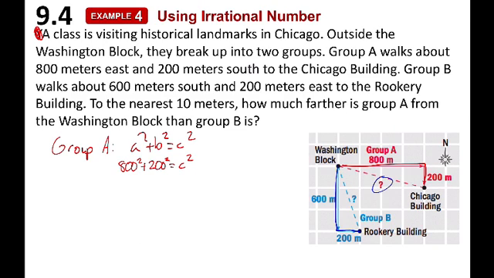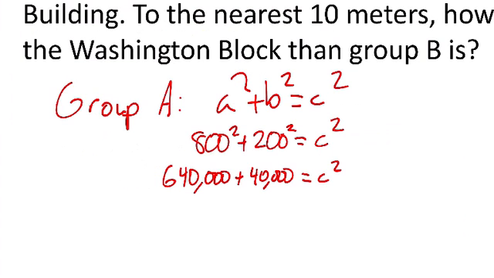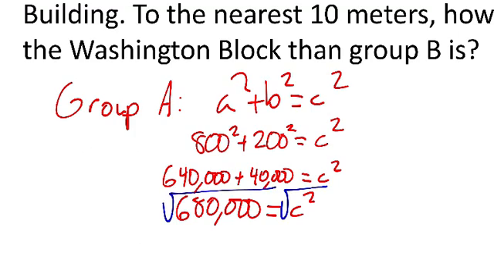800 squared, you can do that in a calculator. You get 640,000. It's really big. Plus 200 meters squared, that gives us 40,000. That's equal to c squared. Let me zoom in on those a little bit. 640,000 plus 40,000 gives us 680,000 equals c squared. And remember, we're trying to solve for that c value, so we need to take the square root of both sides.